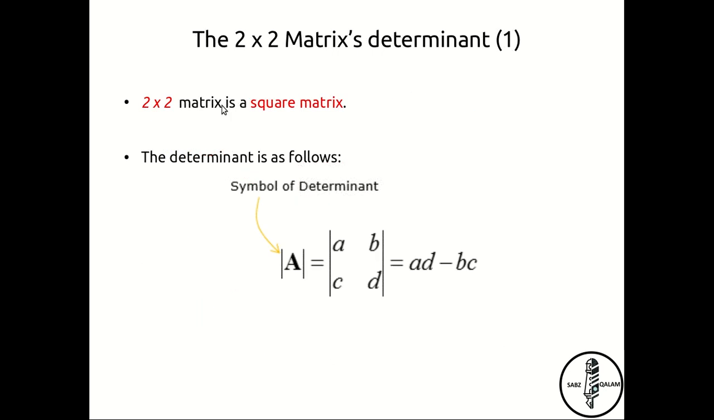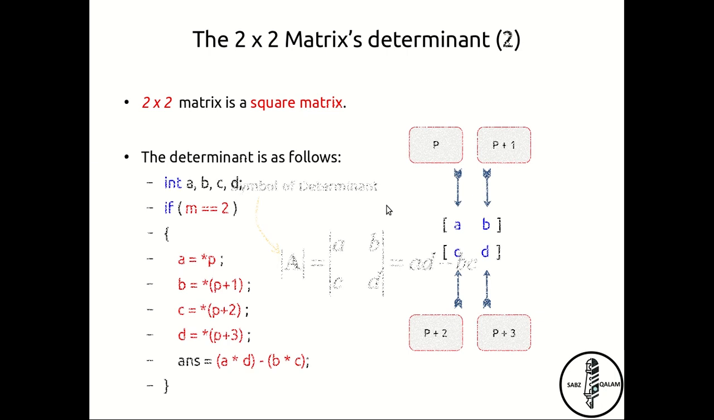So for a 2 by 2 matrix, this is what a 2 by 2 matrix looks like. The determinant of a 2 by 2 matrix is AD minus BC, right? And if you want to program this, it's simple, because you're going to say, well, if m is equal to 2, that means it's a 2 by 2 matrix, right? You already had p, which is the pointer pointing to the first element.